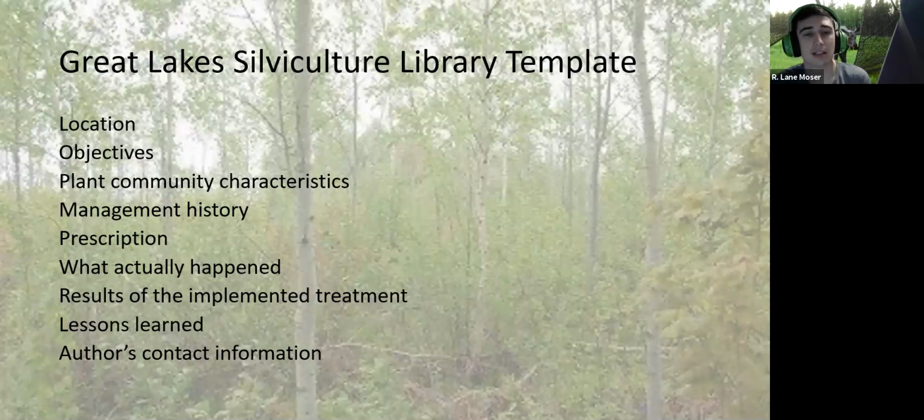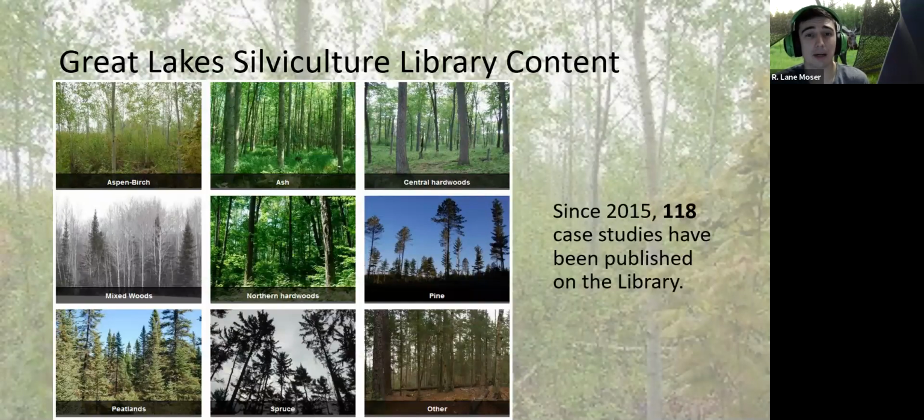Since 2015, 118 case studies have been published. Each case study is classified into one of 9 distinct cover types found in the Great Lakes region. The other cover type here refers to floodplain and other forest communities that are not well captured by the other categories.